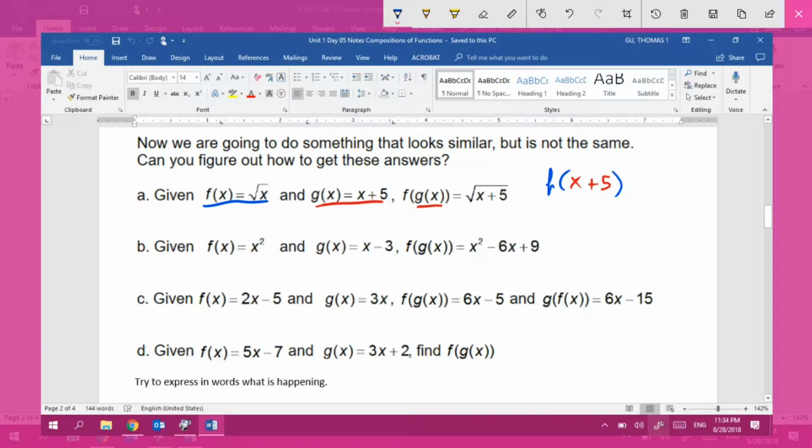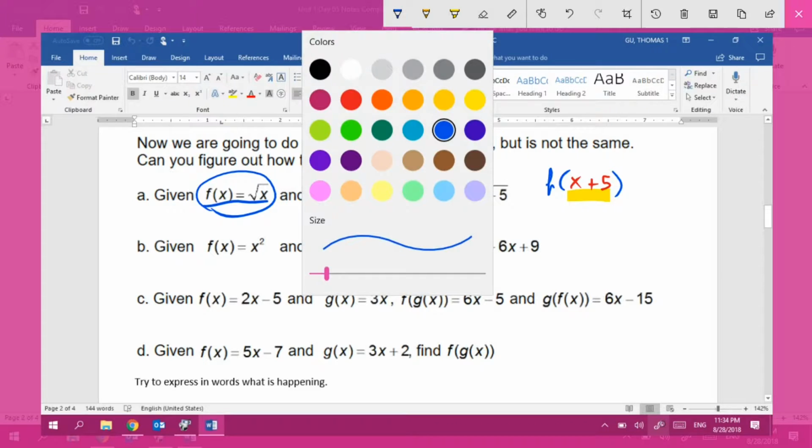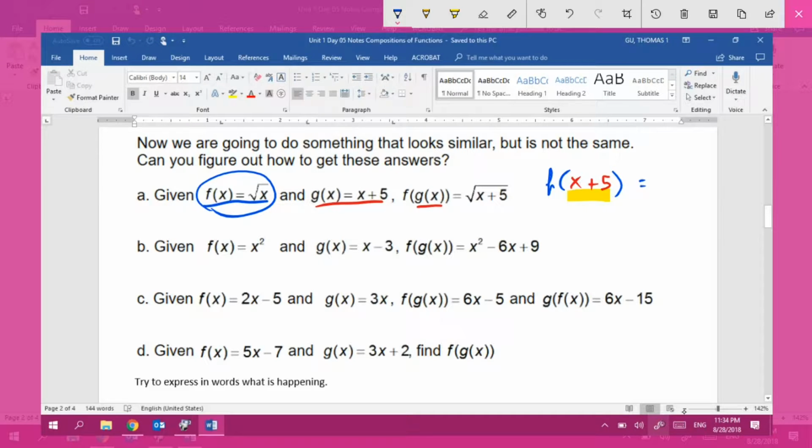Alright, now we can see that f of x over here is square root of x. But this time we're replacing the x with the x plus 5 that is actually g of x. So if we replaced it, it would be like this: square root of x plus 5. Whoa!